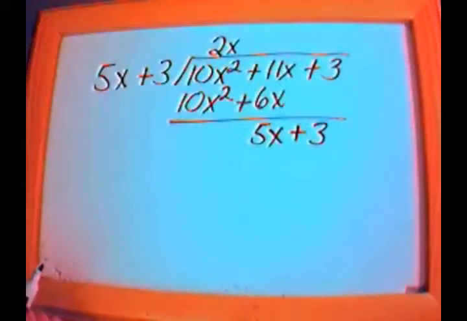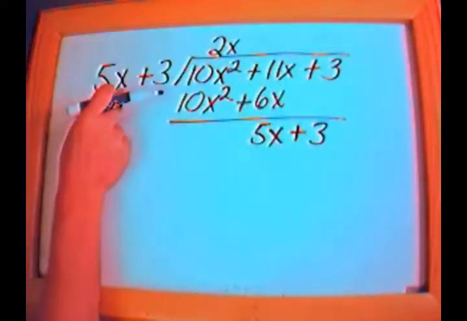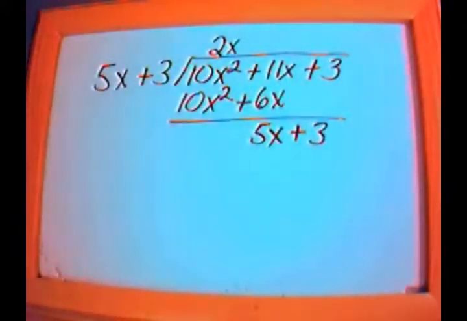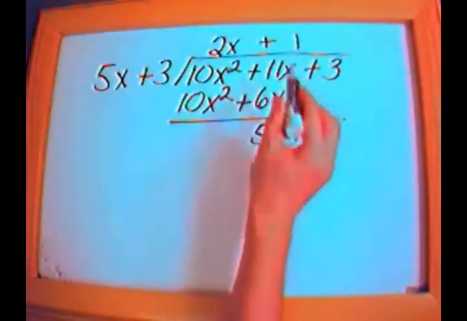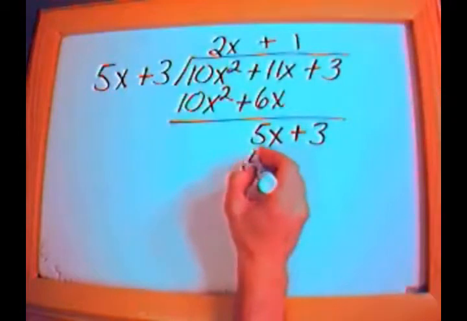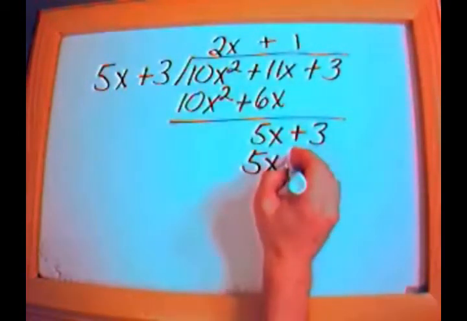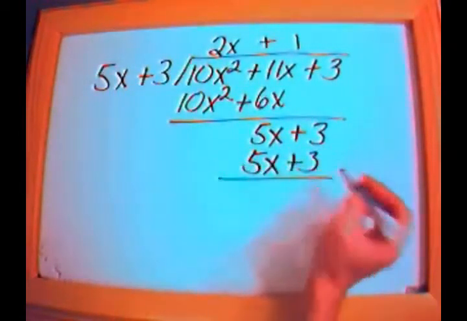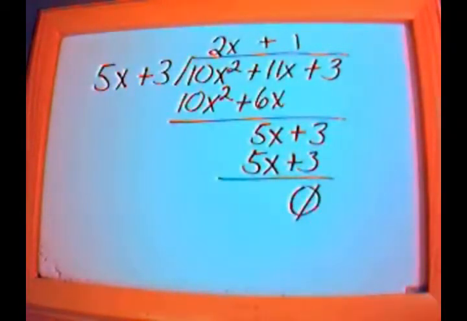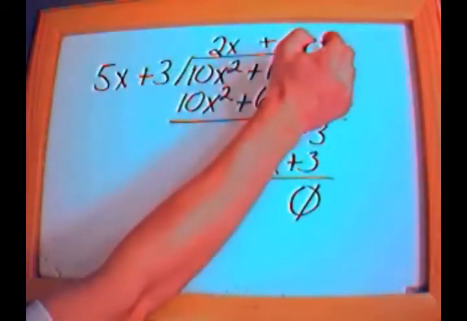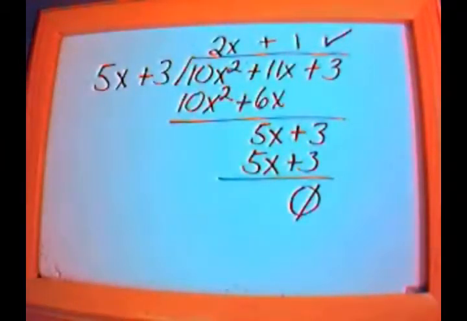Now the next thing I do is see how many times will 5x go into 5x. The answer is it'll go in one time because it's the same thing. 1 times 5x gives me 5x. 1 times 3 gives me 3. So I draw a line and subtract them. Again, I get 0. So the answer to this problem is 2x plus 1.